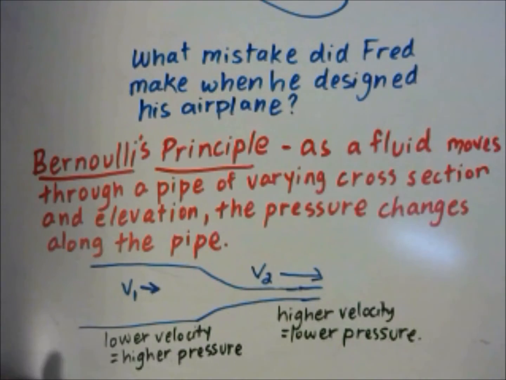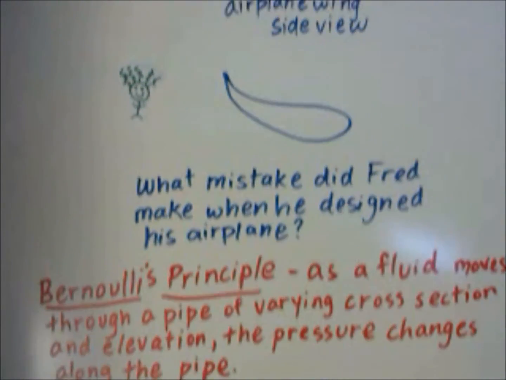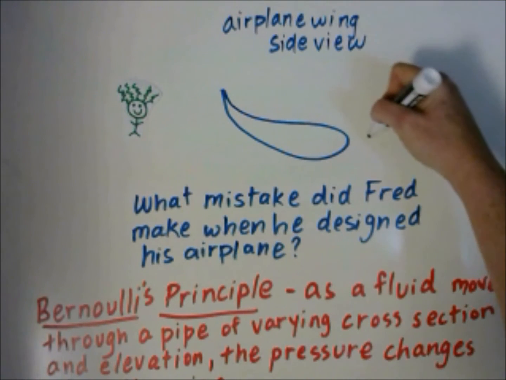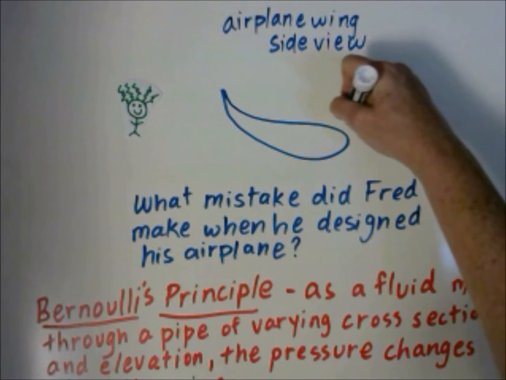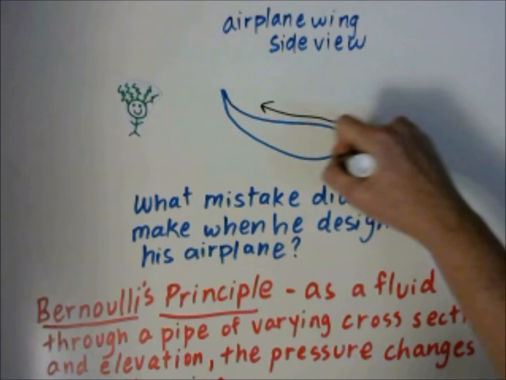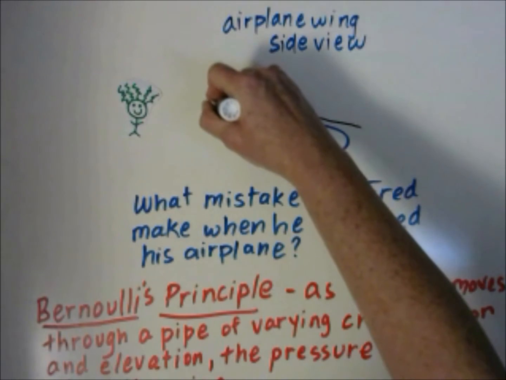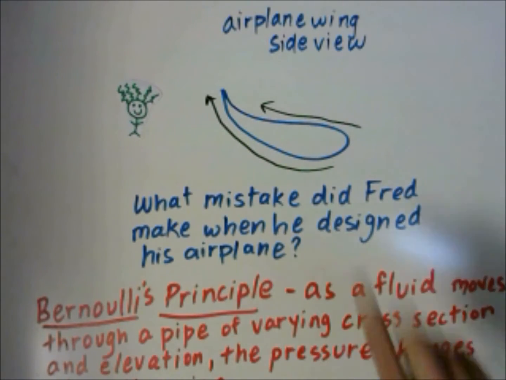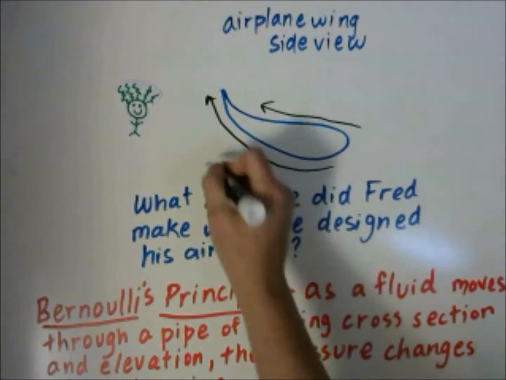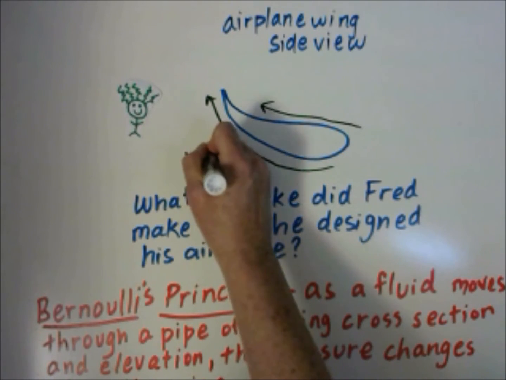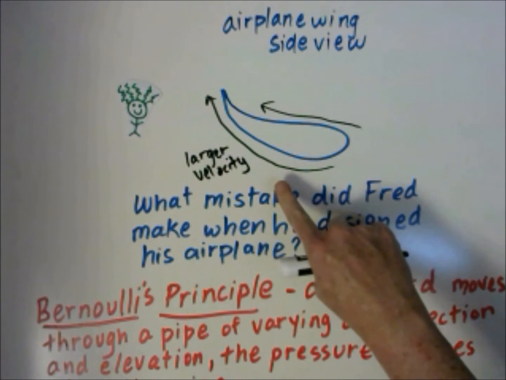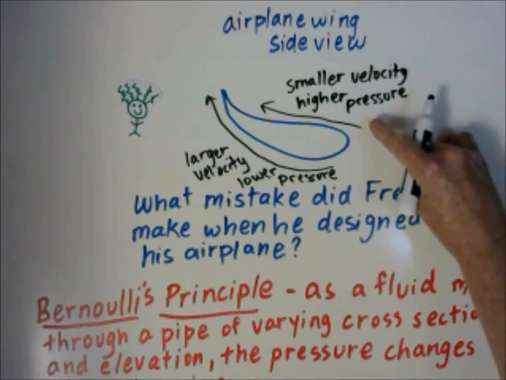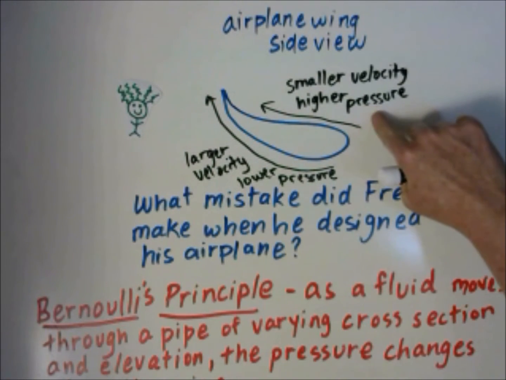First, let's look at Fred's airplane. Now, the air on the airplane can be treated as a fluid, and as the airplane goes through the air, the air has to pass on the bottom a larger distance in the same amount of time as the air on the top. Since this has a larger distance, it's going to be a larger velocity. Since there's a larger velocity, there's going to be a lower pressure. On the top, traveling a shorter distance, will have a smaller velocity and a higher pressure.